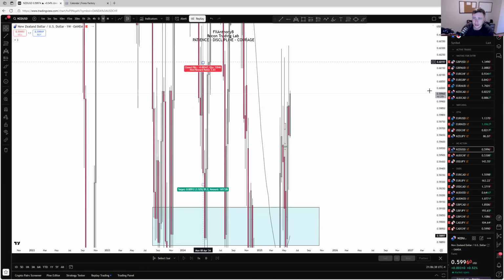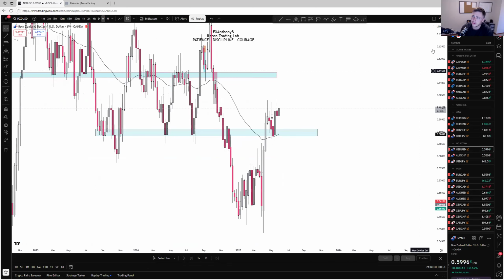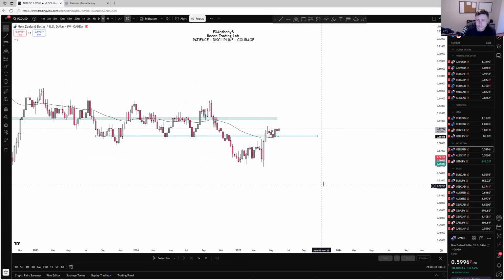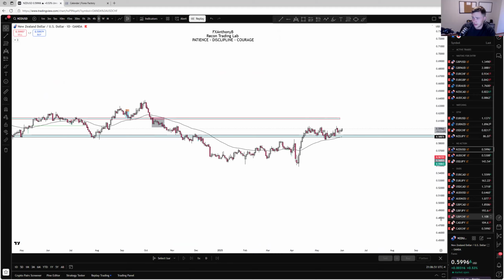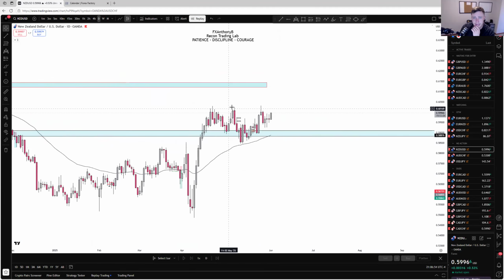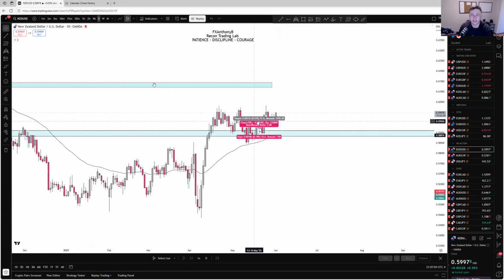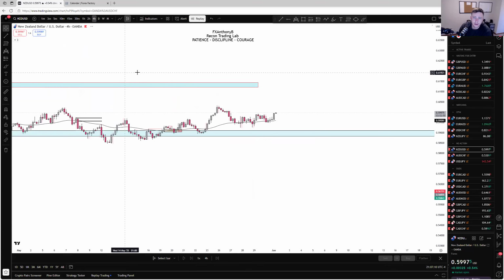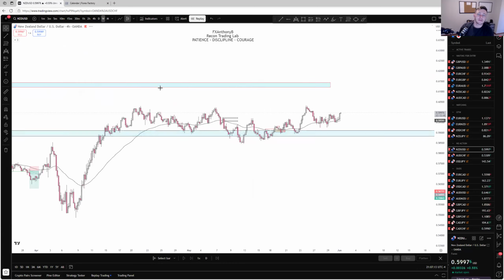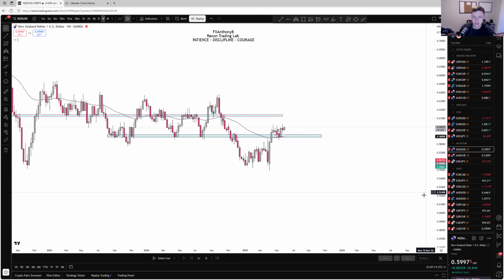USD. Higher high, higher low. Daily, what do we see here? Higher high, higher low, shift in structure, lower high, lower low, shift in structure, higher high, higher low, higher high, higher low. Daily's bullish. What was weekly again? Weekly is bullish. Daily's bullish. 4 hour is bullish.